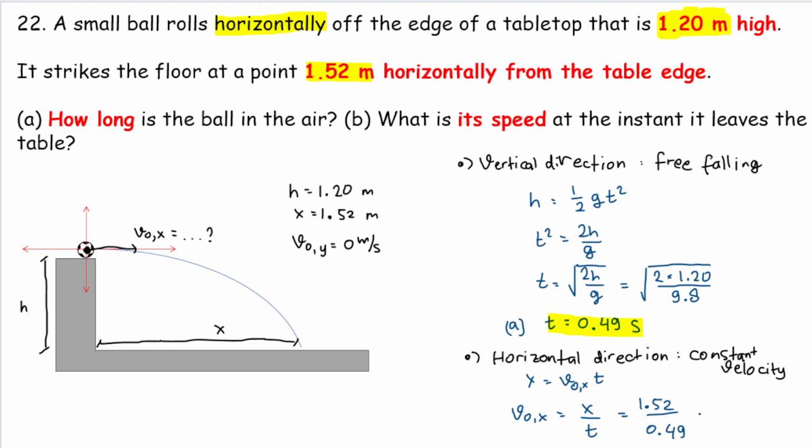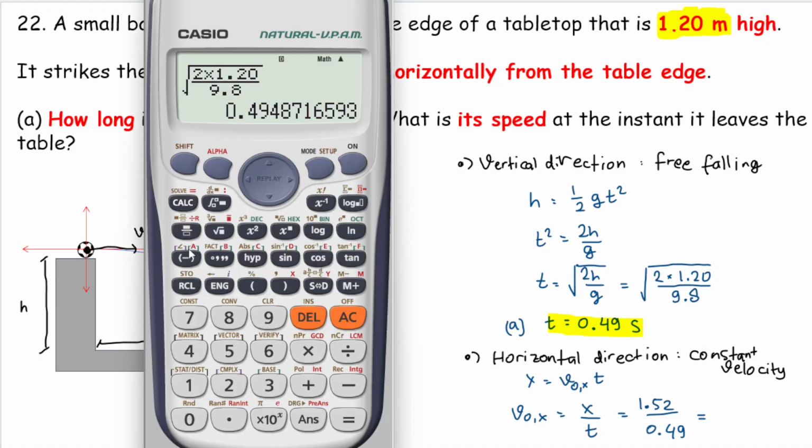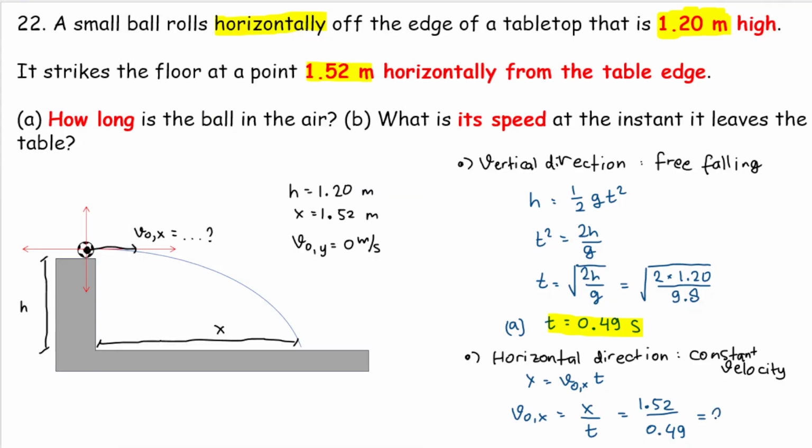And that will result in, I think, around 3, but let's just use the calculator for that. So we'll have 1.52 divided by 0.49. Okay, and I will have 3.10, and the unit here will be meter per second. And that is the answer for question B. The initial velocity is 3.10 meter per second. And this is the answer for question A, and this is the answer for question B.